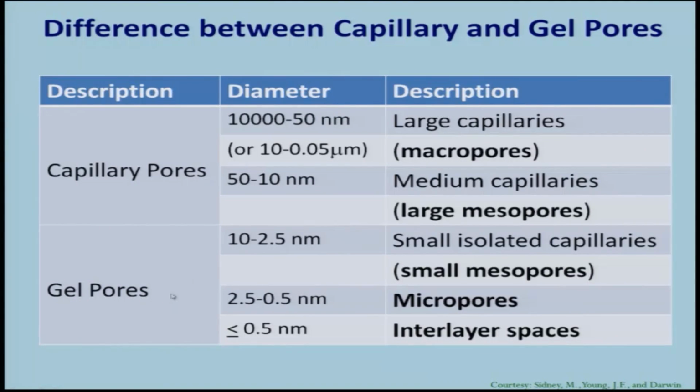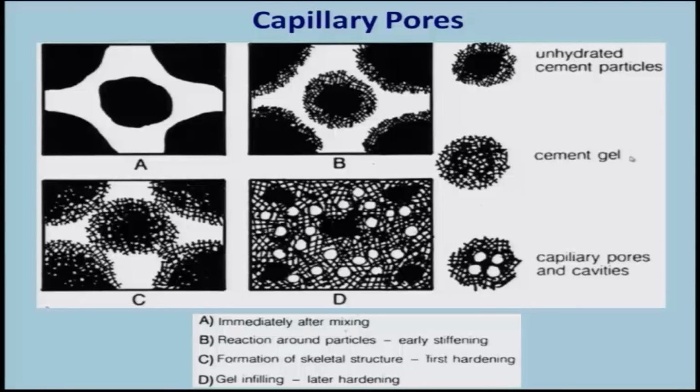In the case of gel pores, the size range is between 10 nanometers and less than 0.5 nanometer, and again these gel pores are divided into three parts: small mesopores, micropores, and interlayer spaces, and each of the size ranges is shown here. So, the pores are basically classified into two types, capillary pores and gel pores. The gel pores are the pores that we see in the cement gel, and capillary pores are typically present as white spots in the hydrated system.